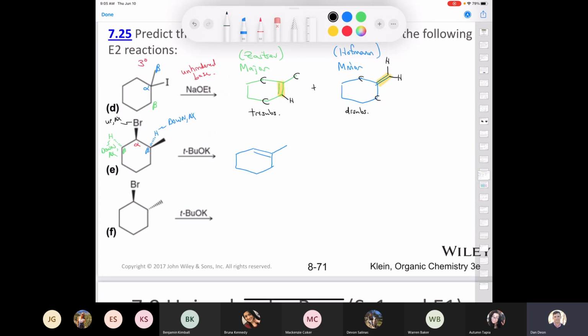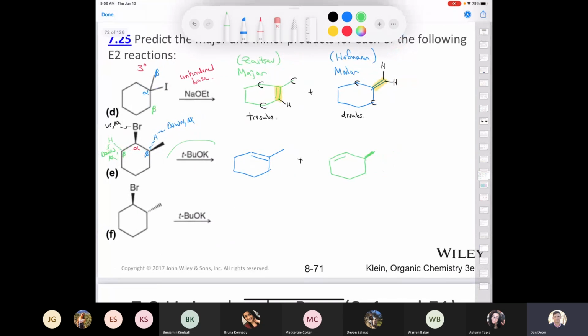All right. Then we would also get the product that results from the abstraction of the proton in green. So we'd have our 6-membered ring. We have the double bond here, and then this is going to still be a wedge like that. Could anybody tell me, since I'm using a hindered base, which one of these would be the major product? Would it be the one in blue or the one in green if I'm using a hindered base?